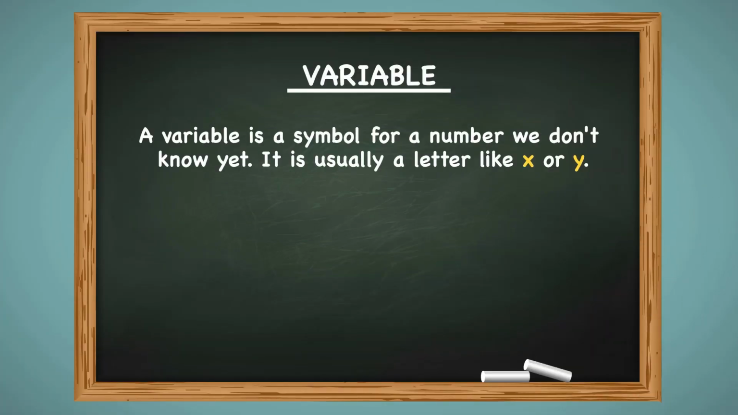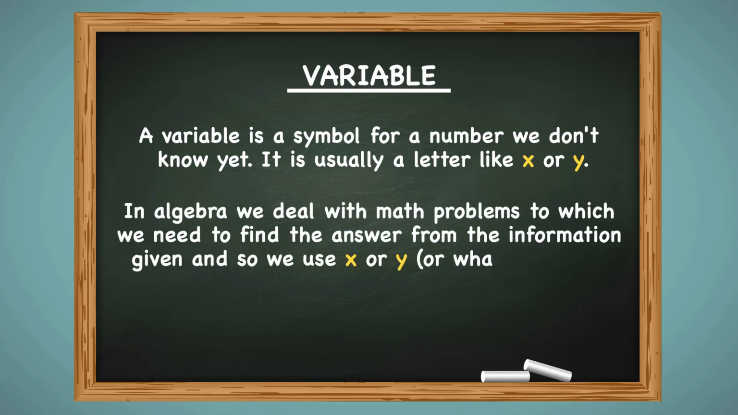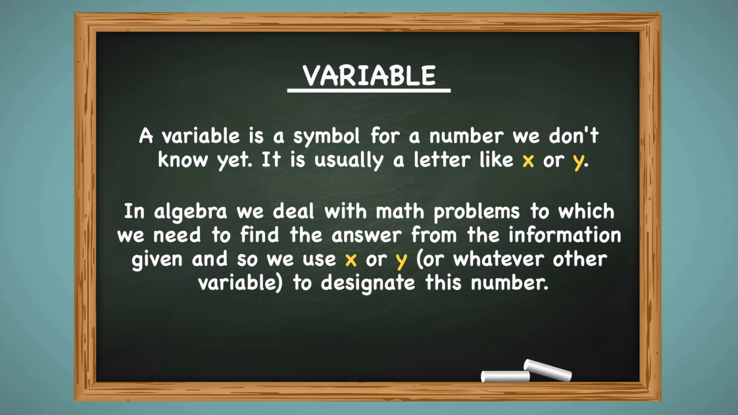The letter x is what we call a variable. It represents some number. We use x instead of a specific number because we want to be general and to indicate that we don't necessarily know what that number is. In algebra, we deal with math problems to which we need to find the answer from the information given, like in the balance scale puzzle. And so we use x or y or whatever other variable to designate this number.